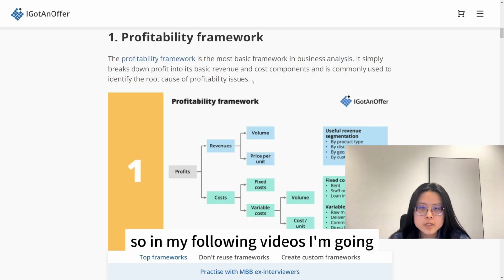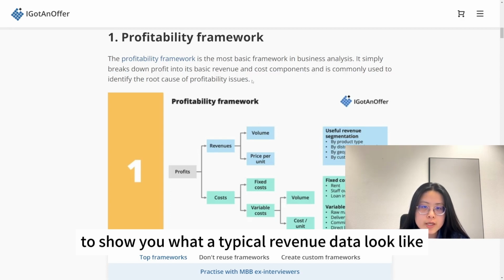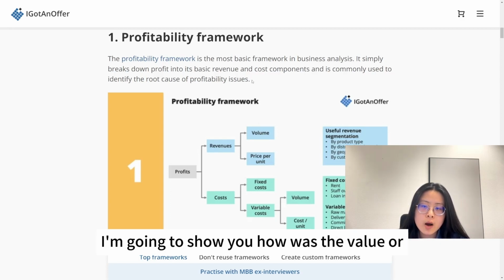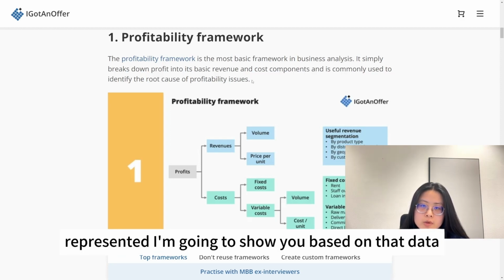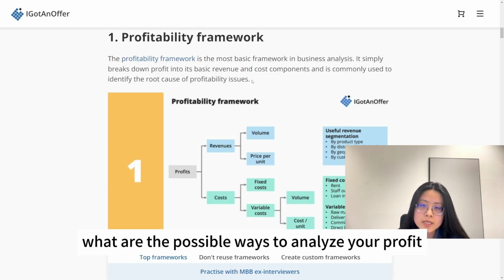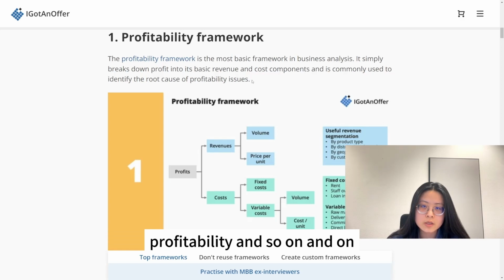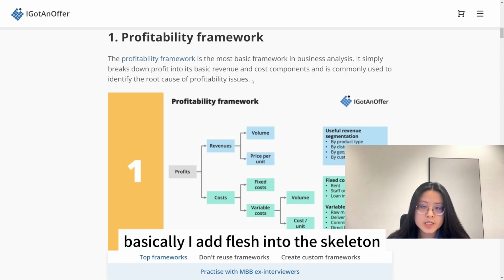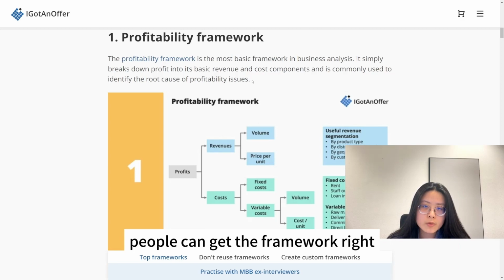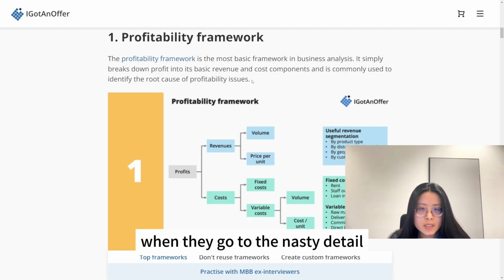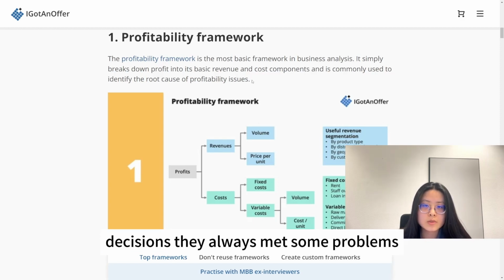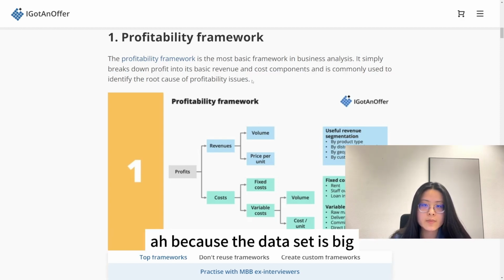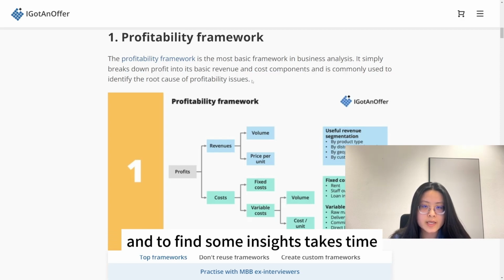In my following videos, I'm going to show you what typical revenue data looks like. I'm going to show you how the value, the volume and the price per unit are represented. I'm going to show you, based on that data, what are the possible ways of analyzing your profitability, and so on and on. Basically, I add flesh to the skeleton. People can get a framework right. When they go to the nasty detail of collecting data to support their decisions, they always run into problems because the data set is big and finding insights takes time.